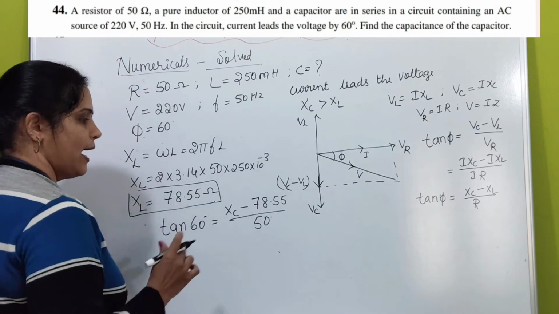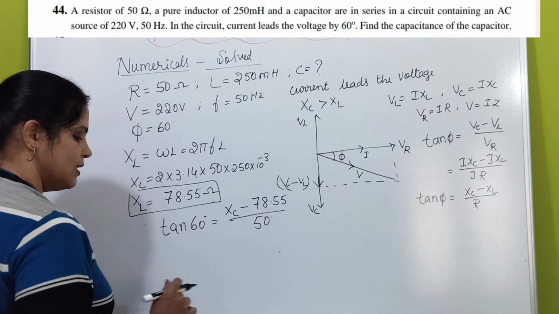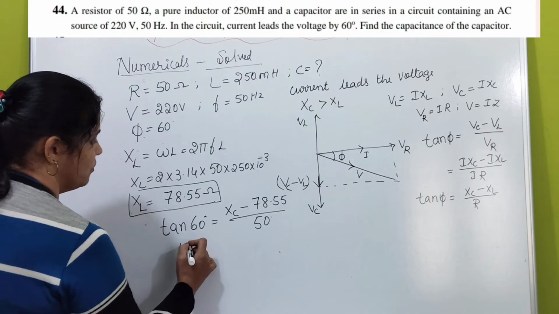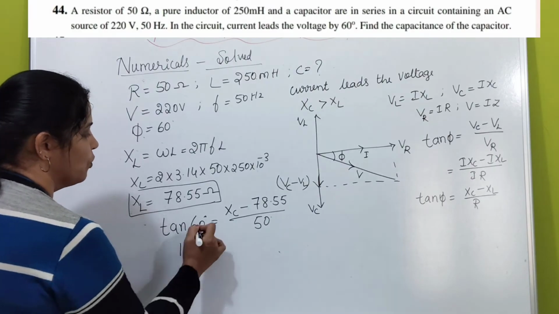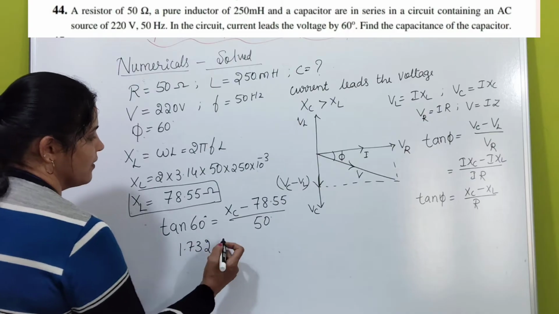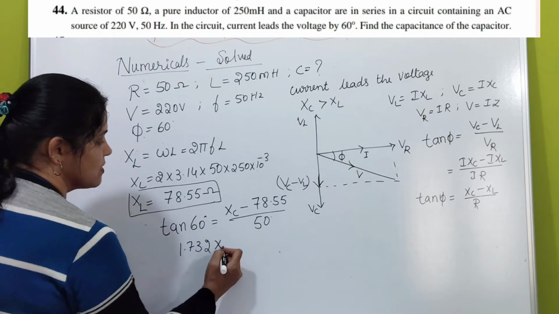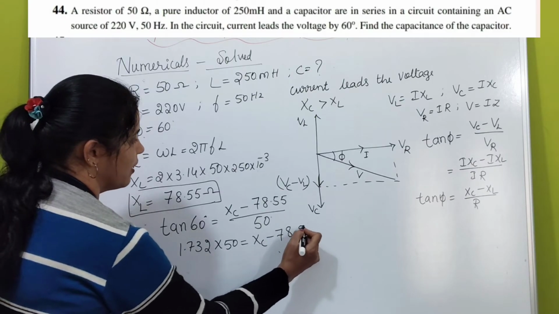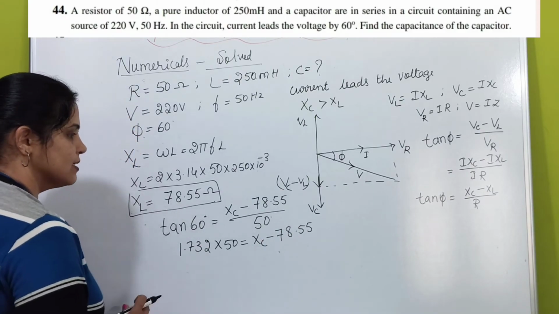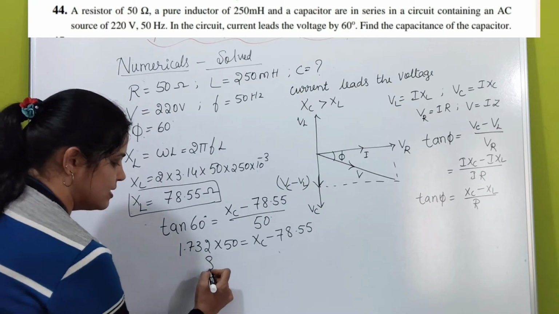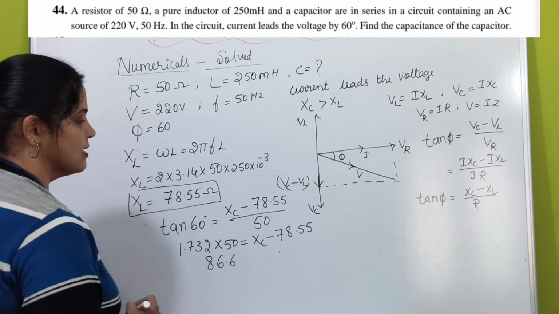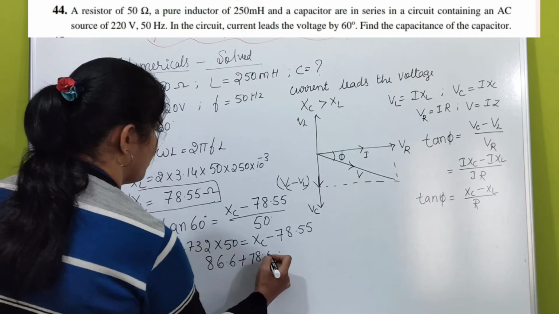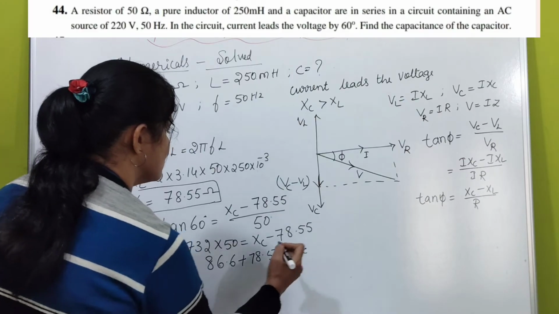Then go through the tangent table. Tan of 60 degree, you can check, is 1.732, or root 3. Now cross multiply by 50: 50 is XC minus 78.55. So multiply this, you will get 86.6. Bring this term to this side, so it becomes plus 78.55, that is equal to XC.